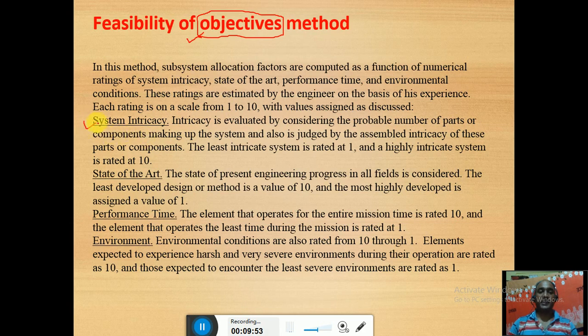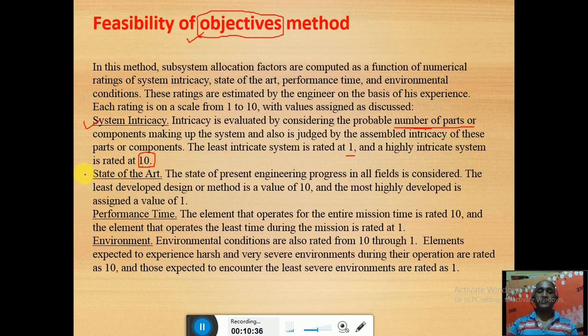The first factor is system complexity. System complexity means the number of parts that a particular subsystem consists of. If the subsystem consists of more parts, then obviously it is more critical. If it is more critical, then we have to allocate it number 10. The more critical, the higher the number we allocate. So in this method, we allocate each subsystem a rating between 1 to 10: 1 for the least complexity and 10 for the most complexity.